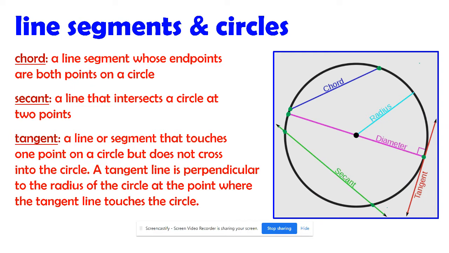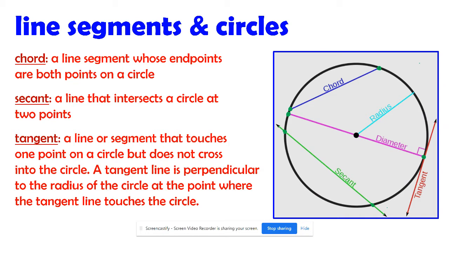Here, it's a line or a line segment that touches one point on a circle but does not cross into the circle. And you can see an example of that here on the picture. This red line is a tangent. So when you have a tangent, it just basically grazes the circle. It just comes right by, hits it at one point, and keeps going. It doesn't actually cross over the circle or into the circle.